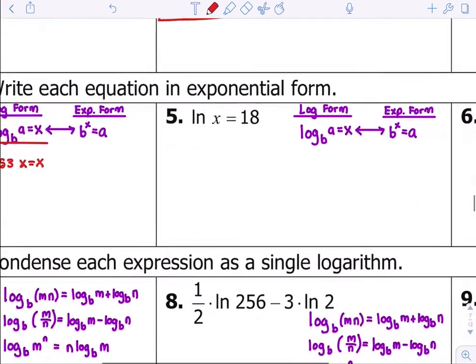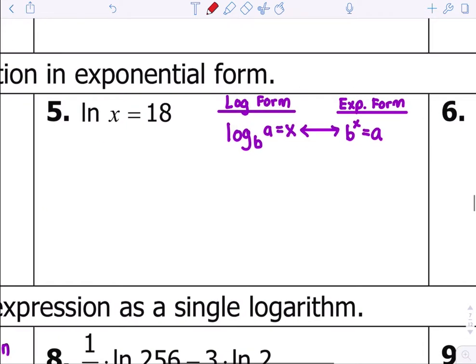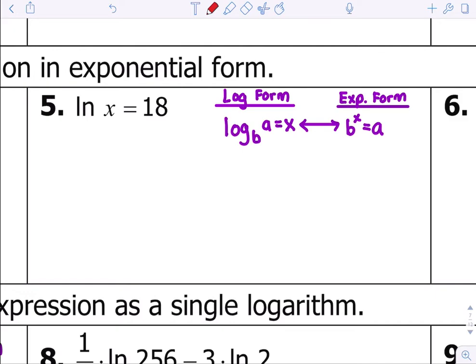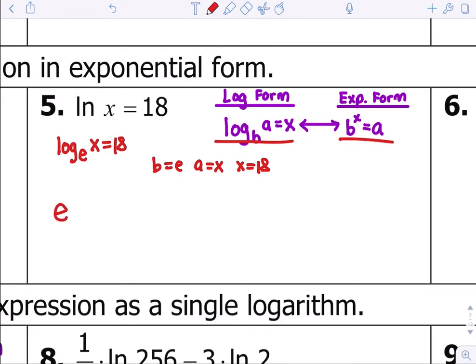All right, number 5, let's change this natural log to be a logarithm. So log base e of x is equal to 18. Now remember, we're in log form, so we have to get to exponential form. So b value is e, our a value is x, and our x value is 18. Now let's plug this in. So e to the 18th power is equal to our a value, which is x.